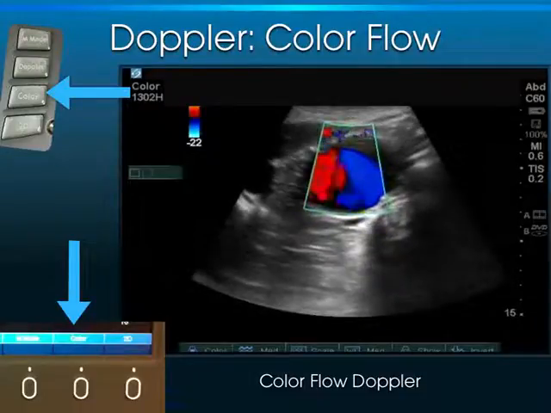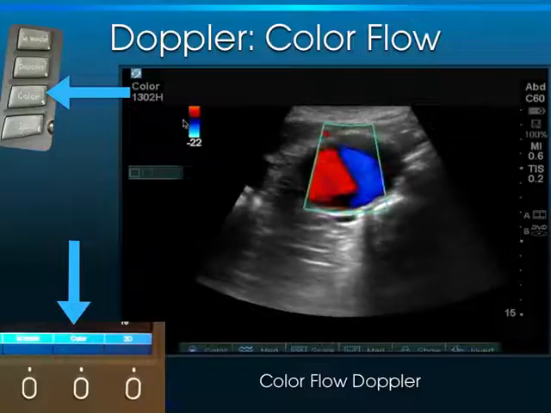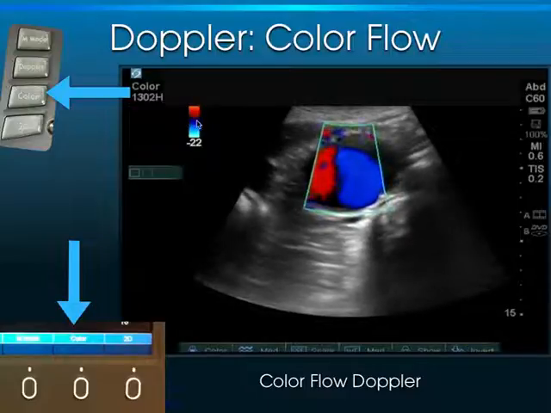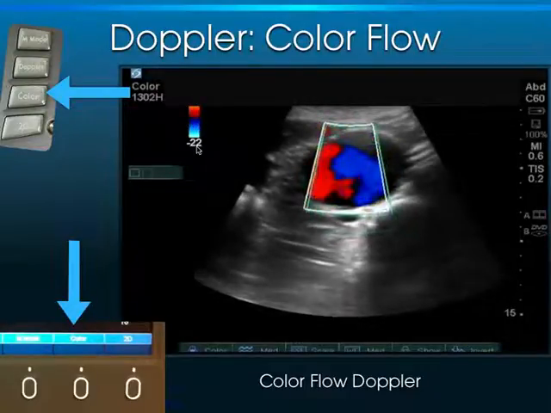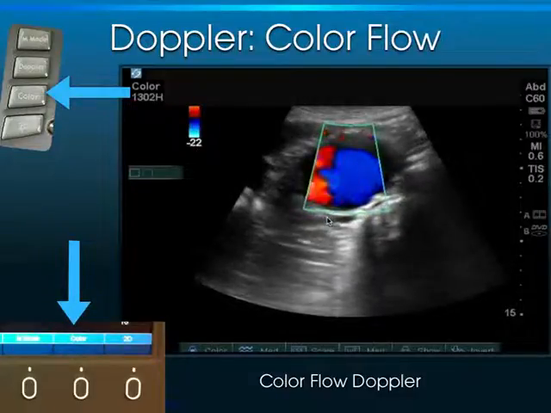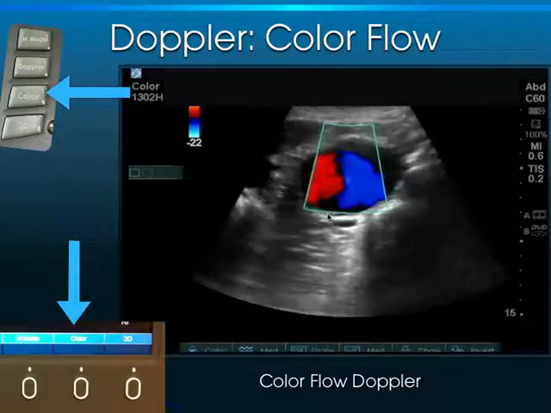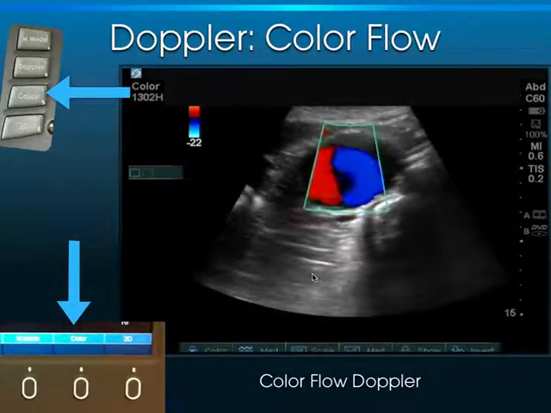Now, the other mode is Doppler, and there are different types of Doppler. First of all, there's color flow Doppler. Color flow Doppler is simply red is flow towards the transducer, and blue is flow away from the transducer. If you angle the probe one way or the other to anticipate which way the flow is going to be going, it should either be red or blue, and it should make sense to you.